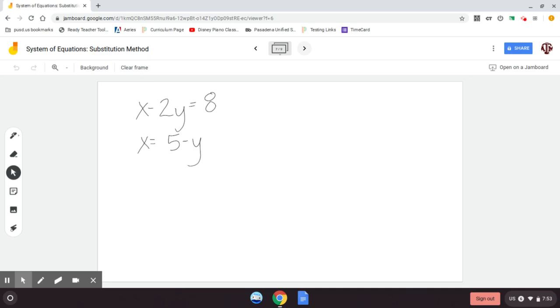It doesn't matter. Okay, and so when I'm looking, I see that x is already by itself in the second equation. Okay, good. Less work for me. So I can take what x is equal to. So x is equal to 5 minus y. And in the other equation, so that would be the first equation, instead of x, I could plug in 5 minus y because those are the same thing. X and 5 minus y are the same thing.